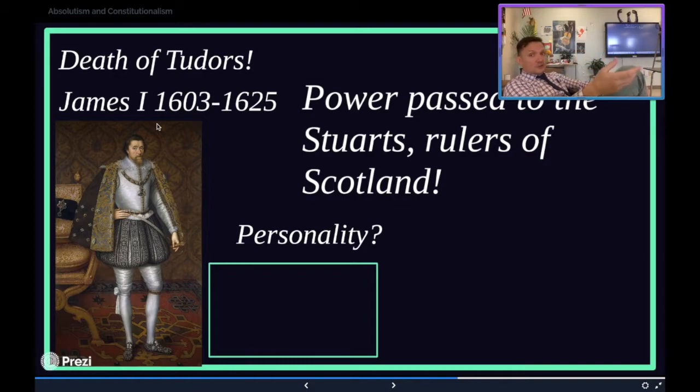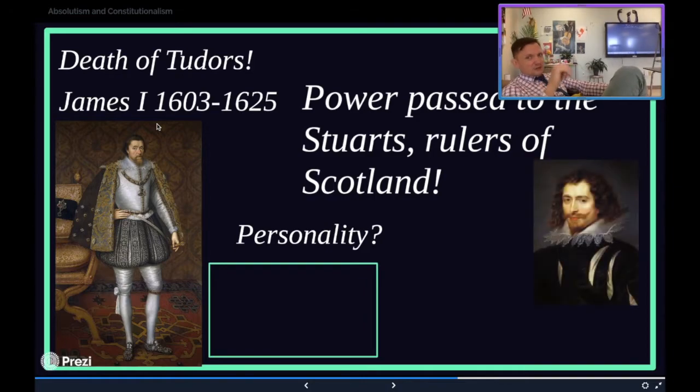He sees the Hohenzollerns consolidating their power in Prussia. He sees the Habsburgs consolidating their power. He sees in France the monarchs are consolidating their power as well, and they're turning towards absolutism. And he believes in this concept called the divine right of kings. He believes that God chose him to be king. Just an important thing to note.